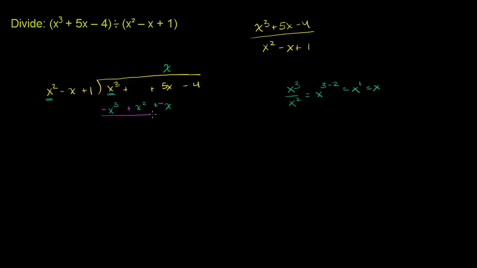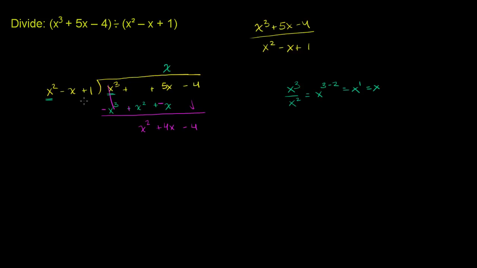And so let's now add everything. X to the third minus x to the third, those cancel out. 0 plus x squared gives us an x squared. 5x minus x gives us a plus 4x. And then we bring down this minus 4. We're not adding anything to it. You could view there's a 0 here. So let's bring down the minus 4.